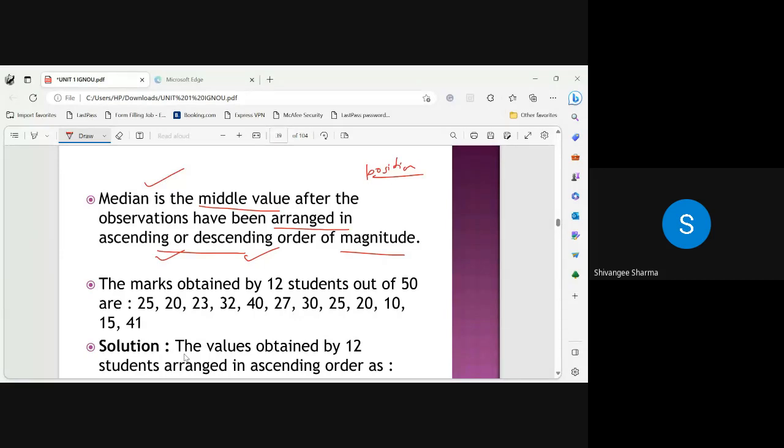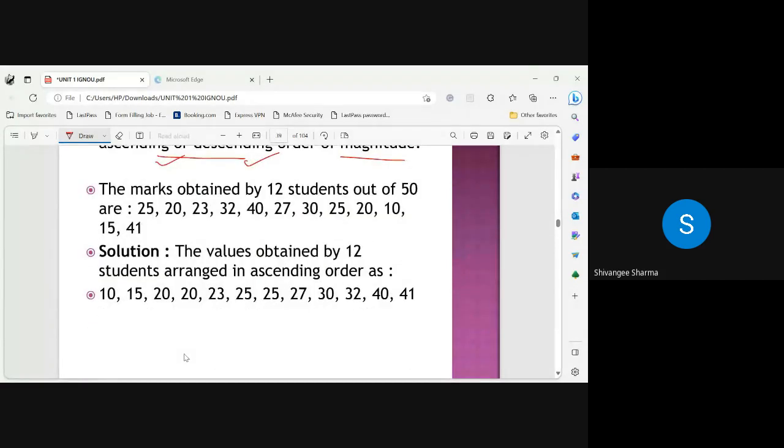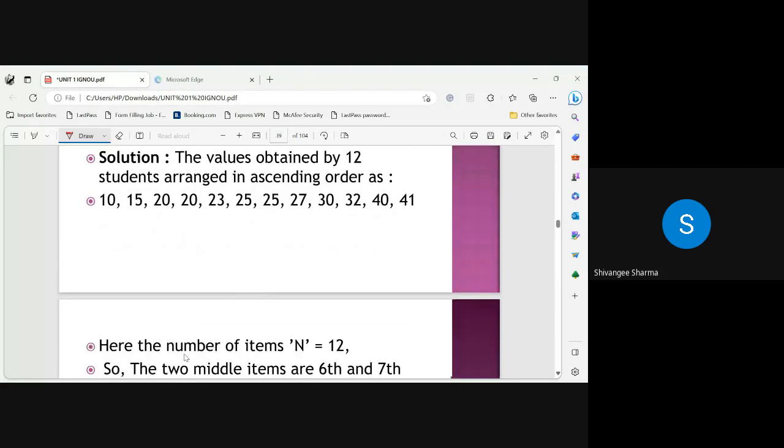Suppose these are the marks obtained by 12 students out of 50, 25, 20, 23, and you have to find the median for this. Then what you do, you just write all the numbers in ascending or descending order and find out the mid value for this.